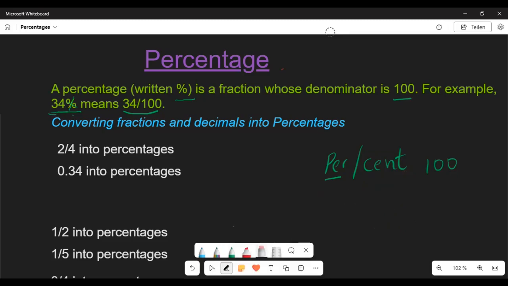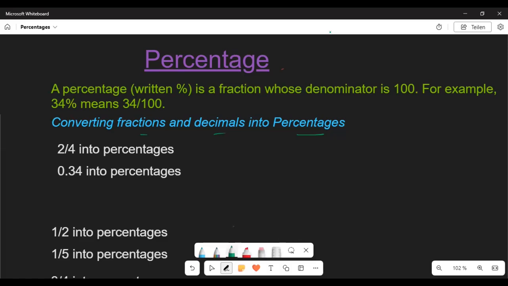Now, after understanding that, in this lesson we're going to talk about how to convert fractions and decimals into percentage. And also, we're going to look at percentage increases and percentage decreases. That's going to be our main focus.